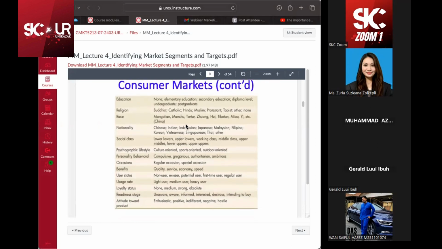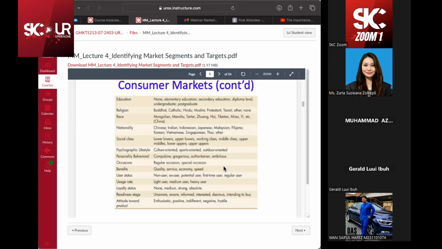Okay, and sambungan. Education, religion, nationality, social class, in terms of occasion as well. We do have brands for regular occasion, for special occasion. We do have usage rate for light user, medium user, heavy user, especially technological products, right? Technological products, devices. So we have options for light user, medium user, and heavy user. I just recently purchased one device as well. For me, I think I'm a light user. I just use it for online class. So there is no need for me to buy a very expensive one.